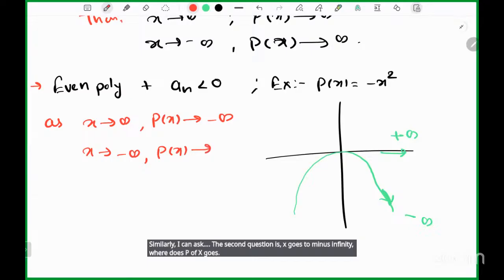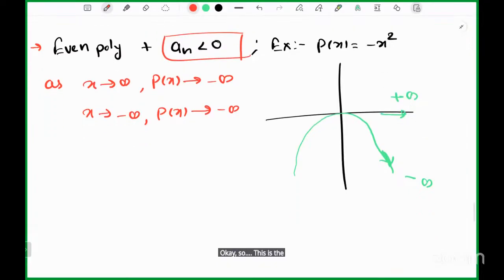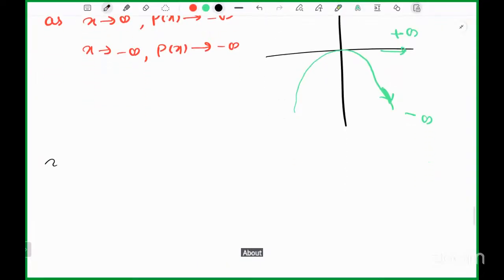Same, minus infinity. Minus infinity. Right. So this is the second case with even polynomial, but the coefficient of the largest power is less than 0. Okay. So this is the end behavior of even polynomials. Similarly, we can discuss odd polynomials too.